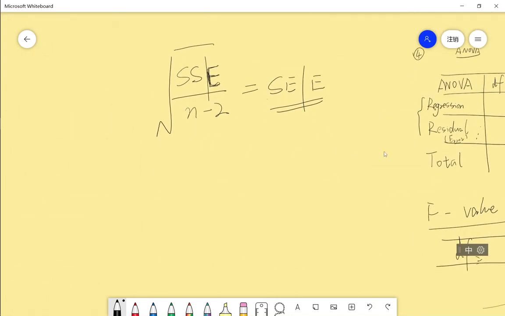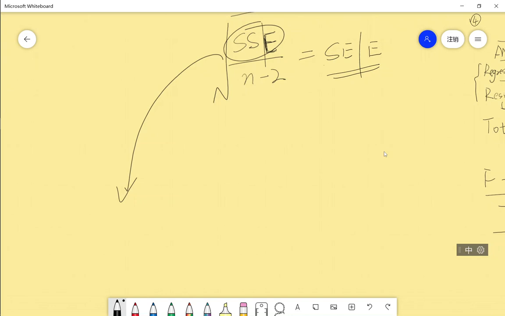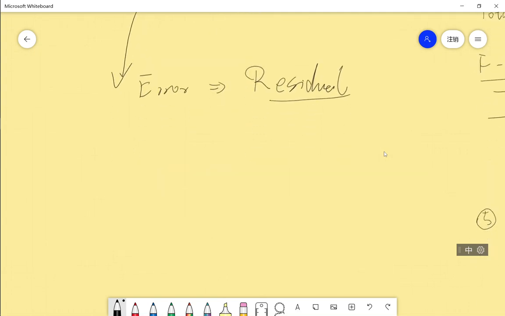Okay, so what is SSE anyway? Let me just take it out. SSE is just sum square of error. So what is error? Error means residual. Okay, so what is residual?